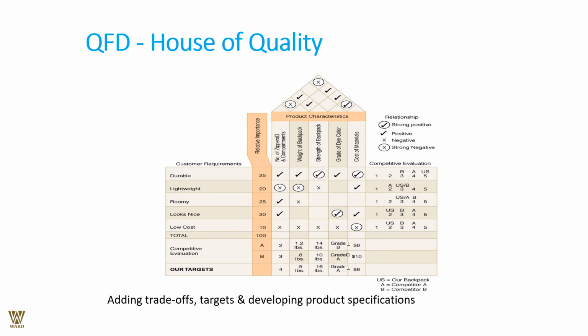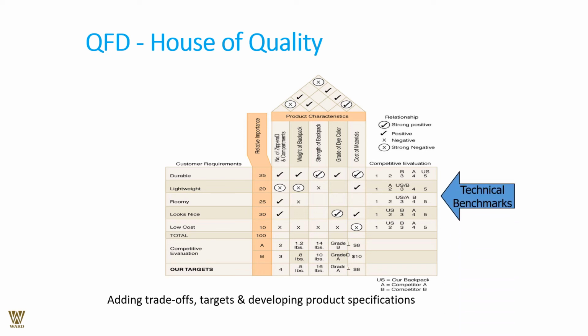So QFD, the house of quality, as the case might be, adding trade-offs, targets, developing product specification. What are the trade-offs? Are we making it roomy? Then probably cost might be compromised. Are we making it friendly looking, or are we making it low cost? Probably we are not able to compromise on a weight category. It might be a little bit not so lightweight, and so on and so forth. That comes around it.